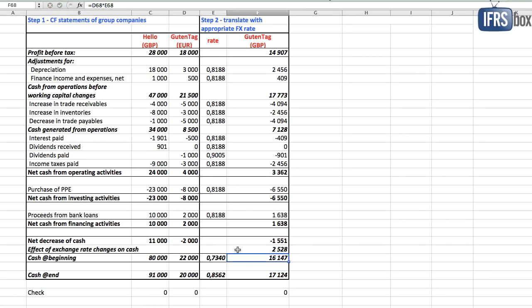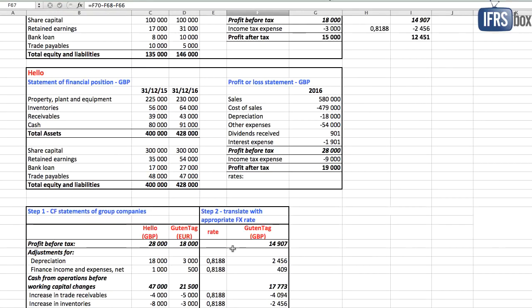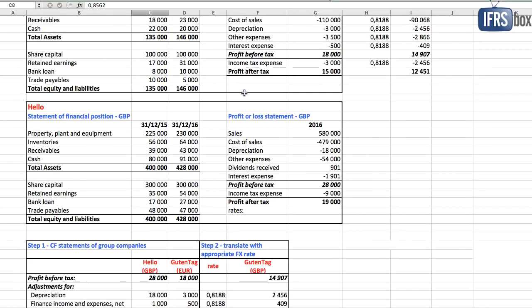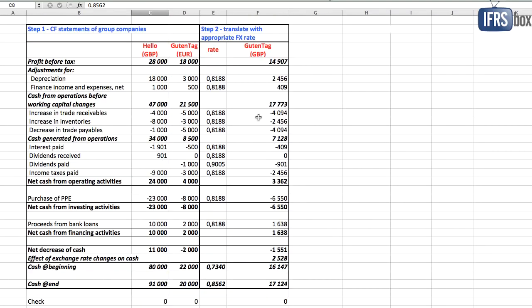Why is it so high here? Well, look at the exchange rates. They are real rates, as I mentioned. At the end of 2015, it was 0.734 British pounds for 1 euro. At the end of 2016, it was 0.8562 British pounds for 1 euro. So the British pound weakened in 2016, and most of this foreign exchange effect represents the effect on cash balances. Now, it's possible to prove this number, and it's not the same as currency translation difference in the balance sheet. But we will not do it in this video.